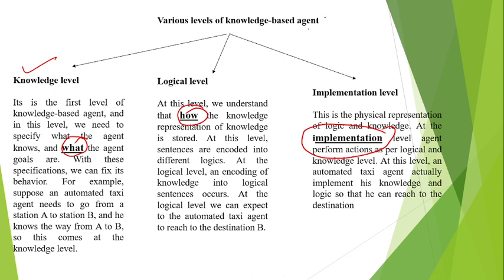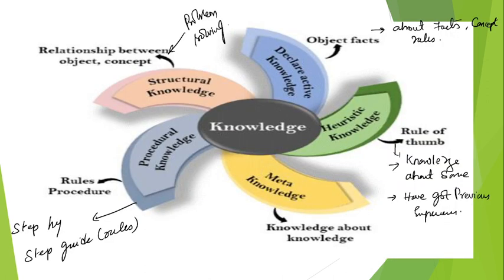The various levels of knowledge-based agents are knowledge level, logical level and implementation. Knowledge level is what the agent wants, logical level is how they are connected, and implementation is how they are implemented. At the implementation level the agent performs the actions it is going to perform. These are the various levels of knowledge-based agent.